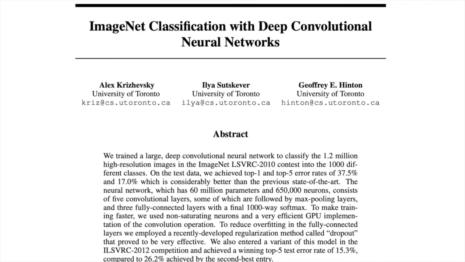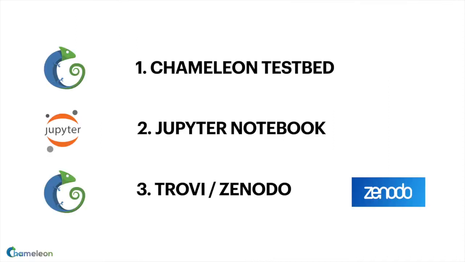I used a Kaggle version of the experiment, which applied the AlexNet model to a simplified dataset, the Stanford Dogs Dataset. For this experiment, Chameleon provides the hardware resources. I packaged the experiment with Jupyter Notebook, and then there's Trovy, Chameleon's sharing platform, which allows me to share the final experiment with anyone else who might want to try it. You can also get a DOI from Zenodo through Trovy to include in a paper.